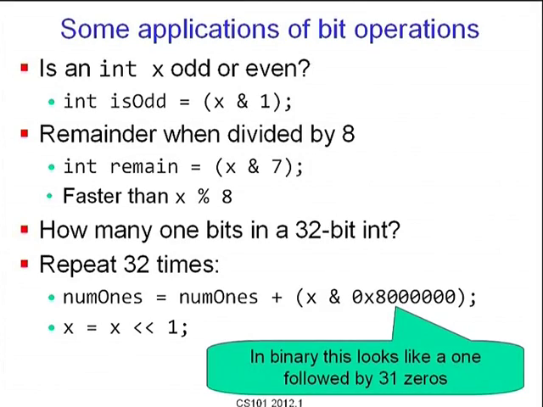Now, how to find the remainder when a number is divided by 8? You could always say x percent 8. X percent 8 gives the remainder when a number is divided by 8. But an easier way to find it would be to say x AND 7. Okay, so why is that?